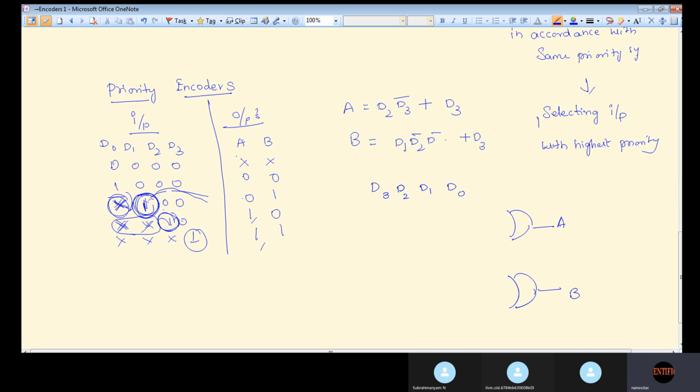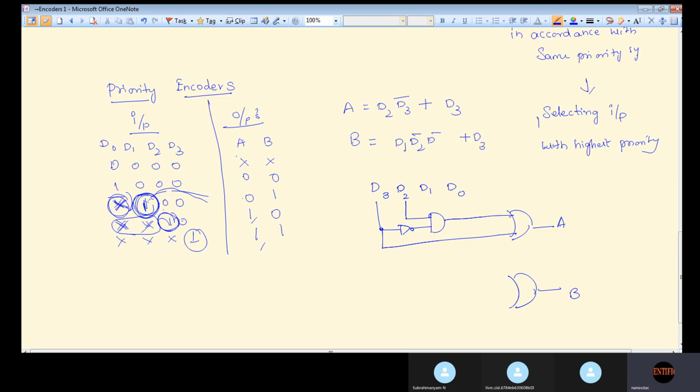D2, D3 bar, so D2 I need to take. Okay, so D2 and D3 bar I have to take. I need to invert and give it to an AND gate. So this is your D2, D3 bar plus D3. Okay, this is your A. And how about your B, D1, D2 bar?